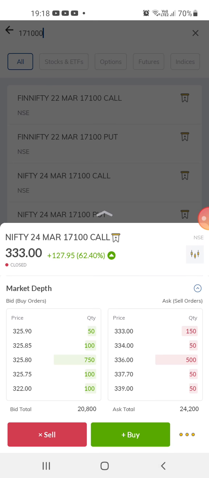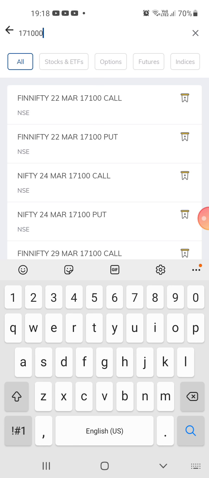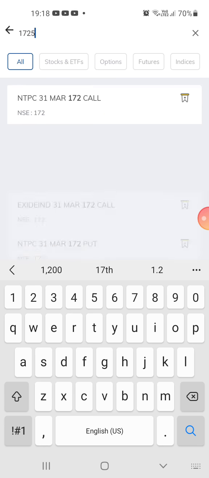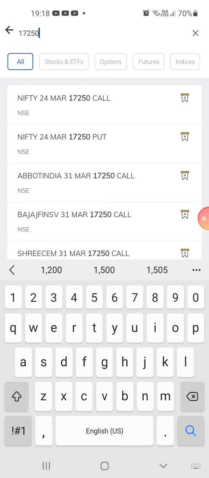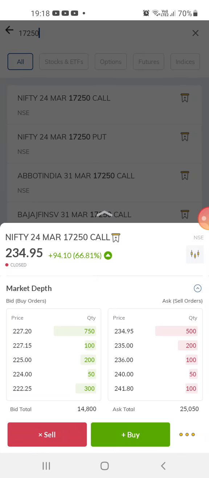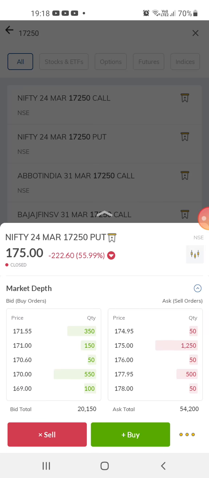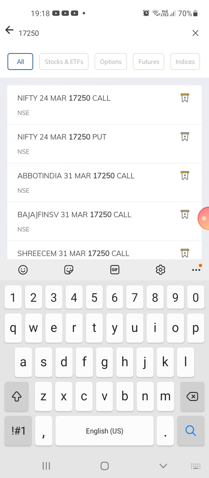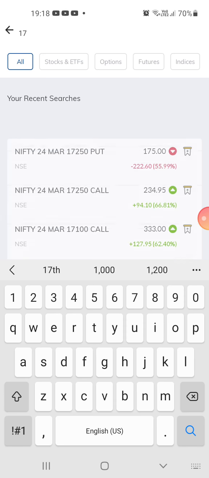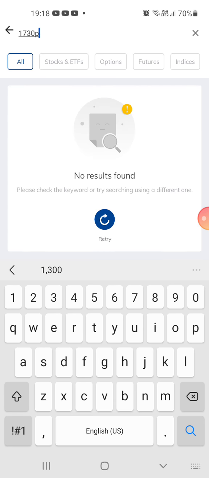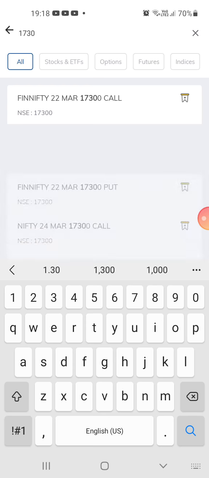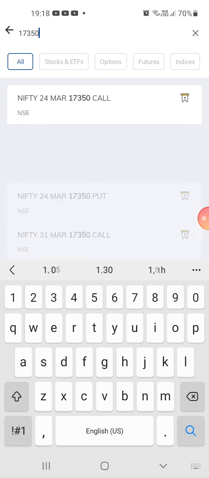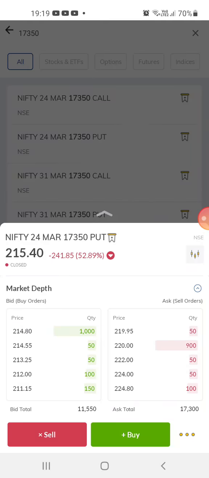So this is the in the money option. The at the money is 17,250, because the index is about 17,282. So at the money is the 17,250 call option and put option. If you want to go for a put option in the money, it will be more. It will be 17,300 in the money, or 350. We'll take 350, put option.